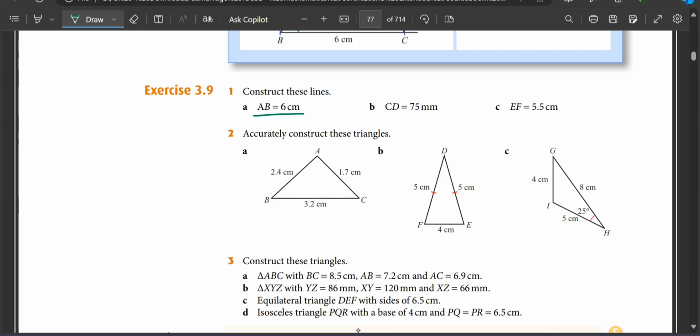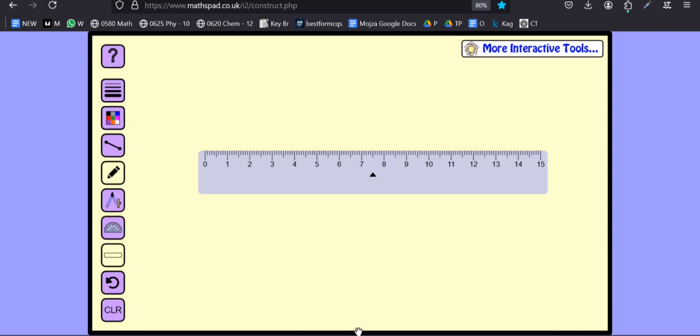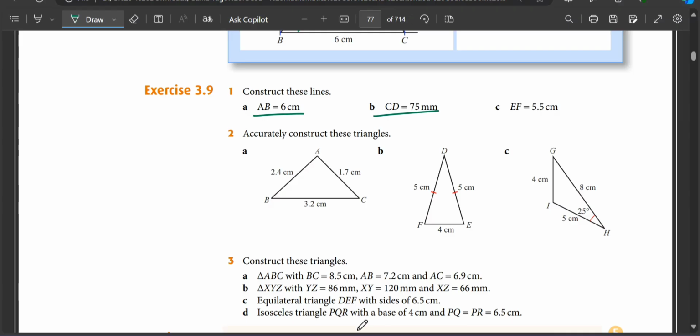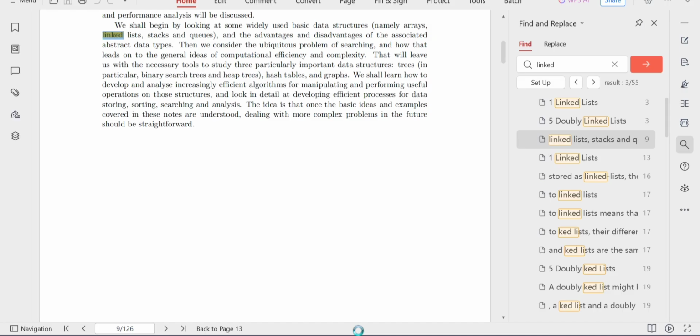Now next we have CD is equal to 75 millimeters. For millimeters we need to convert it into centimeters, as we have our scale which is in centimeters. So let's convert millimeters to centimeters. Because millimeters are smaller, we have to divide by 10. So we have to make 7.5 centimeters.